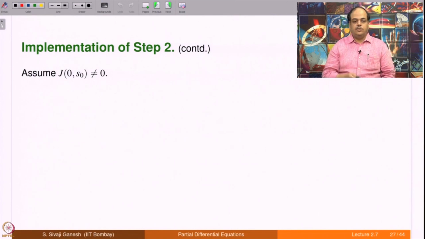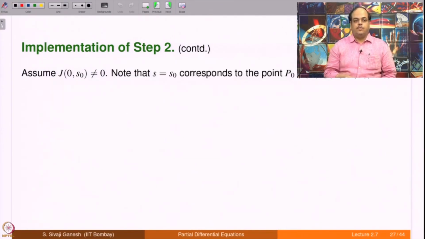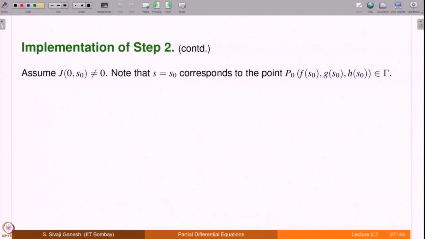So, assume that the Jacobian is not 0 at the point s0. Even if the Jacobian J(0, s) is not 0 for all s in I, it is not going to be useful, because the only way you apply the inverse function theorem is at a point s equal to s0. So, I am assuming at a point it is non-zero. Of course, s equal to s0 means the point on gamma will be (f(s0), g(s0), h(s0)).